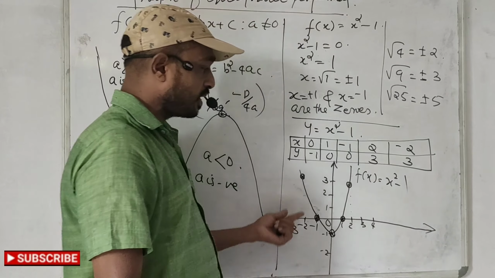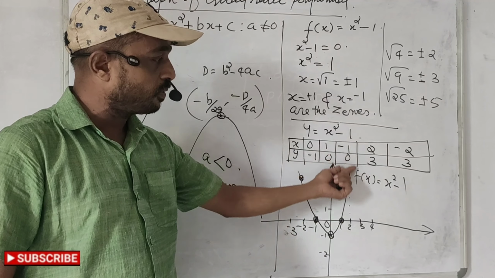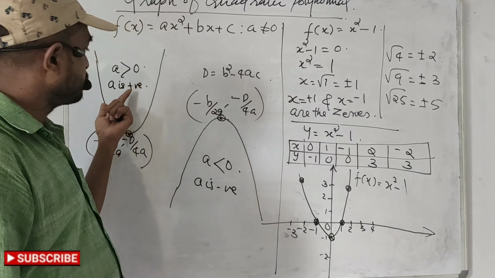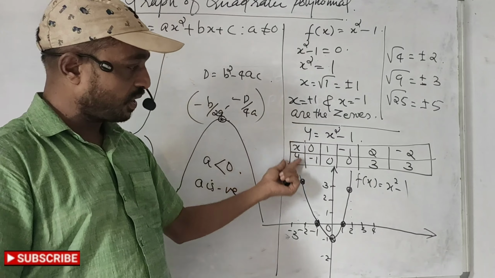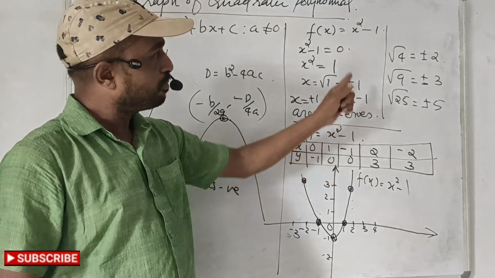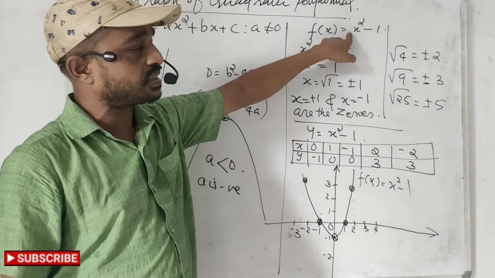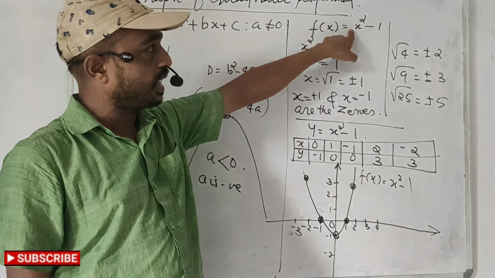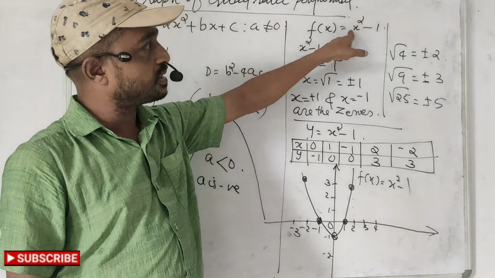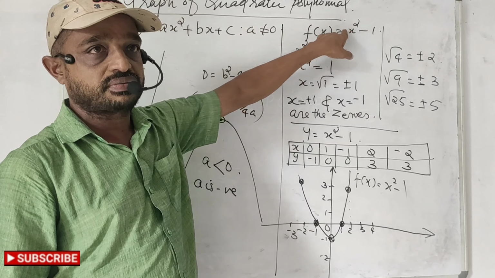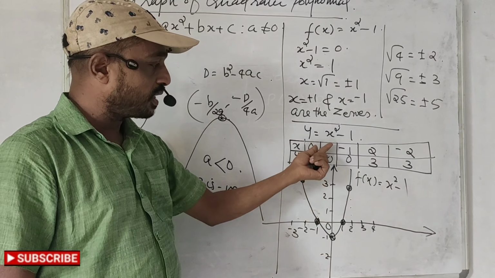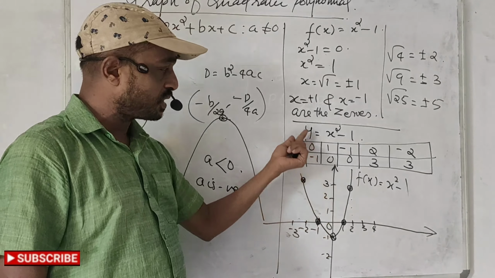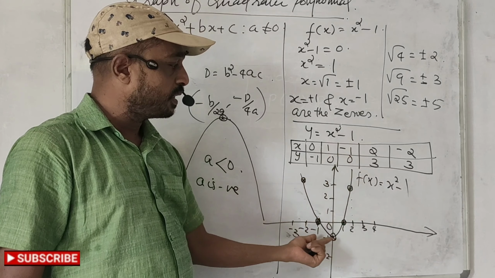And we can easily understand that this is a parabola open upwards like this. So why did we obtain a parabola open upwards? Because here the coefficient of x square, that is a, is positive. So here, what is the value of a? X square means 1 into x square. Coefficient of x square, that is a, is equal to 1. So here a is positive. Since a is positive, we got a parabola open upwards.